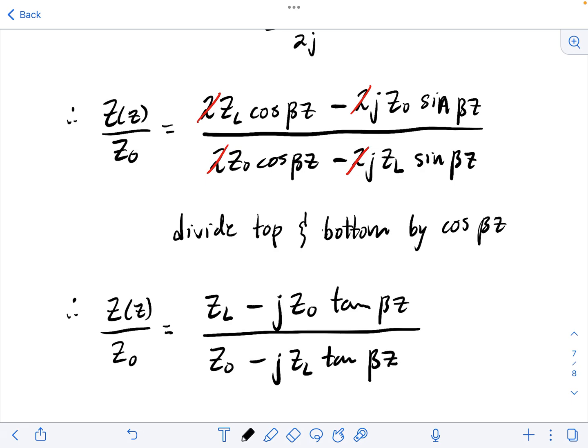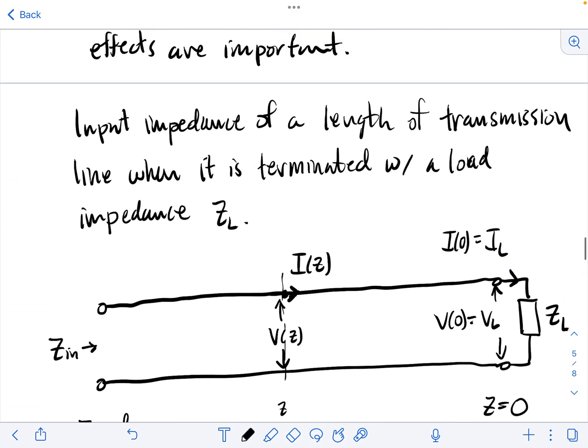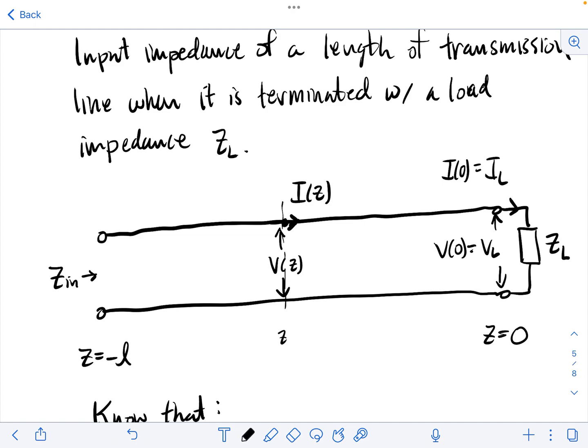Okay. So that's kind of a result for the impedance at an arbitrary position of z. But remember, our z range is from minus L to 0. If we go way back and look at this picture, what we're going to try to do is calculate the Zin when z equals minus L. Okay, so we're now in a position to do this.